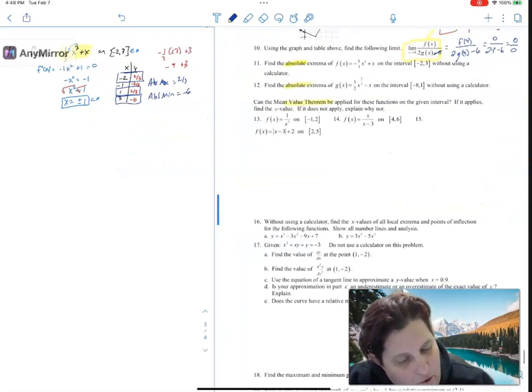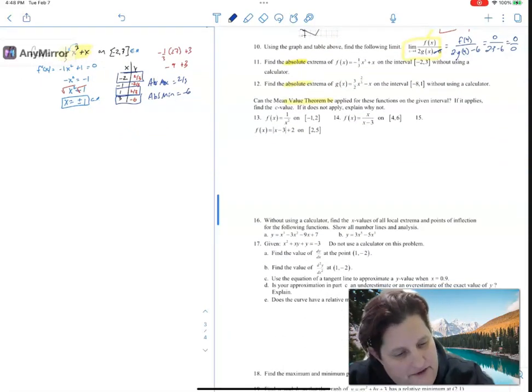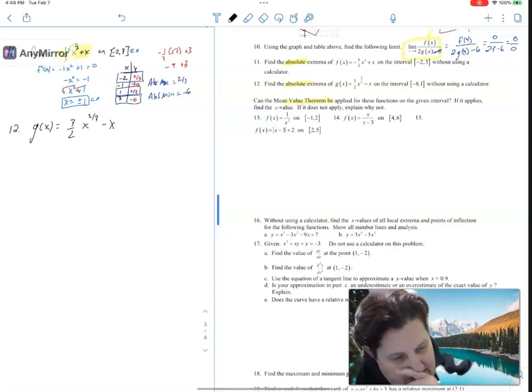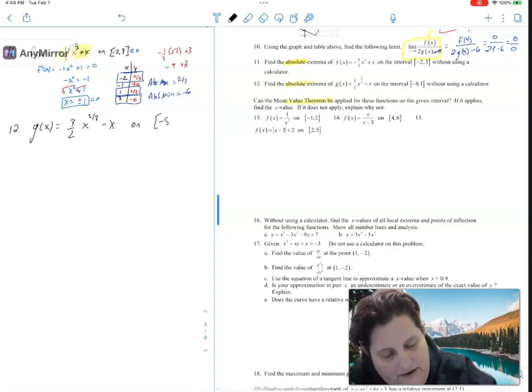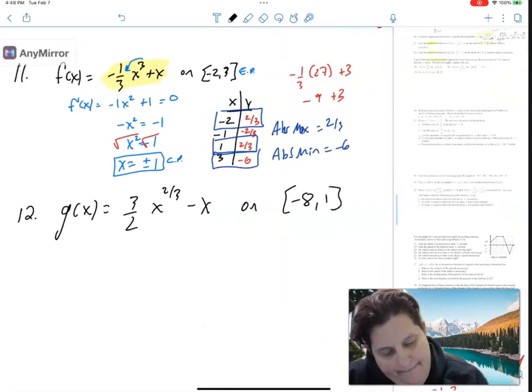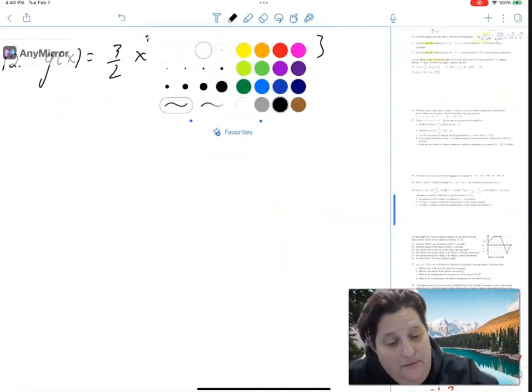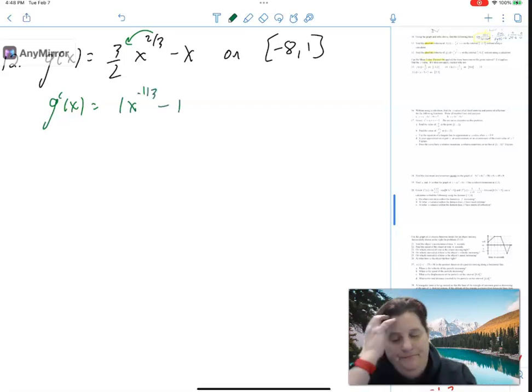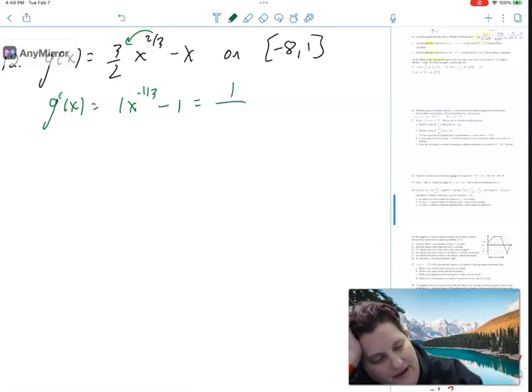All right. Cool. Let's find the absolute extrema of my next equation, 3/2 x to the 2/3 minus x on the interval -8, 1. Okay? So step 1, critical points. If I bring that down, 3/2 times 2/3 is 1. And if I subtract 1, that's x to the negative 1/3 minus 1. Another way to write that is 1 over the cube root of x.